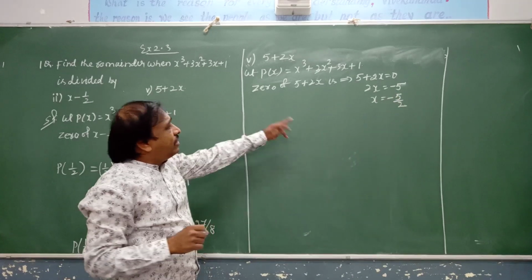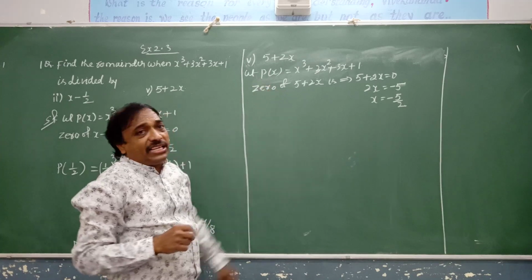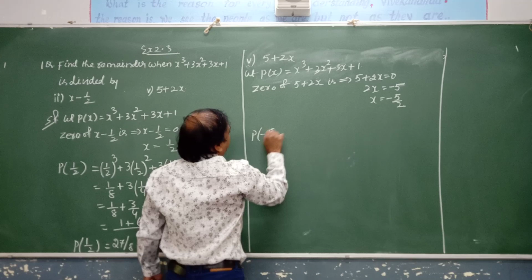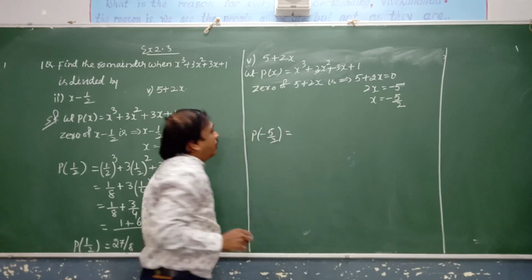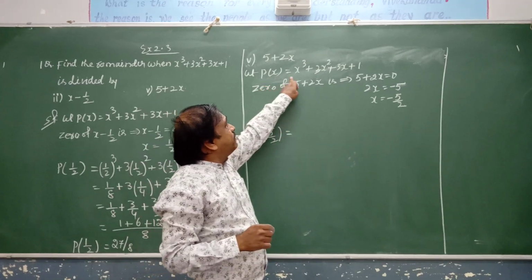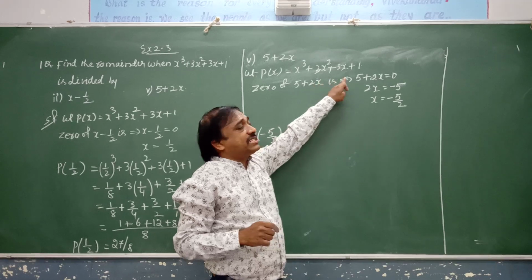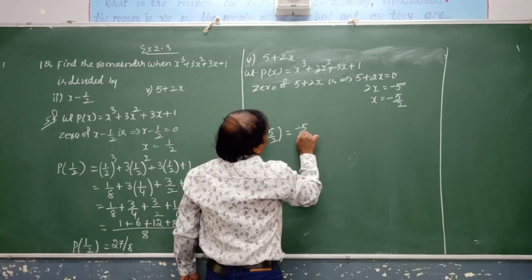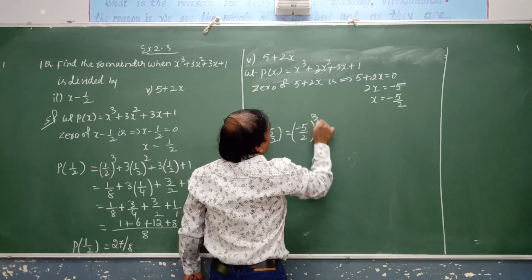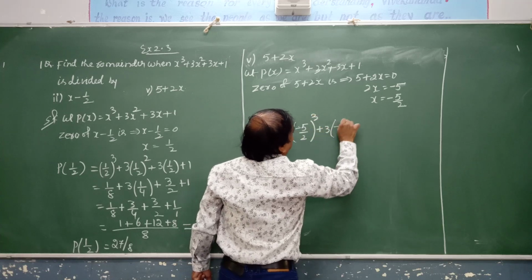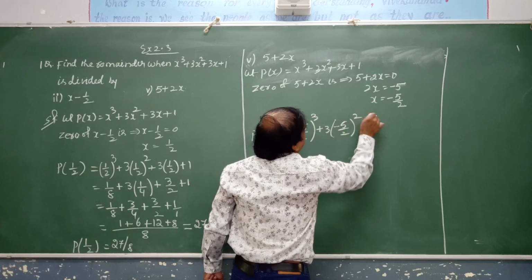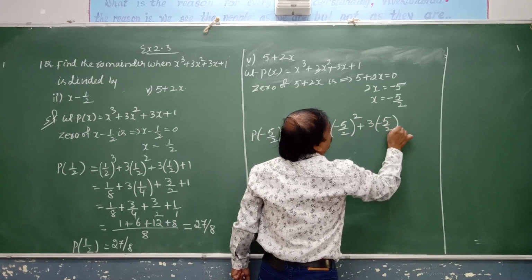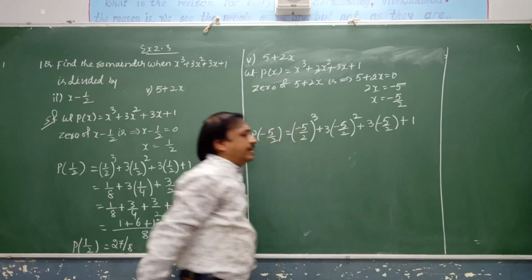That means in place of x we are now putting minus 5 by 2. So p of minus 5 by 2 is equal to what we get by substituting in place of x in x cube plus 3x square plus 3x plus 1. So minus 5 by 2 whole cube plus 3 into minus 5 by 2 whole square plus 3 into minus 5 by 2 plus 1.